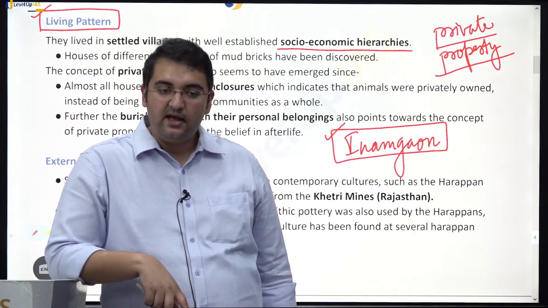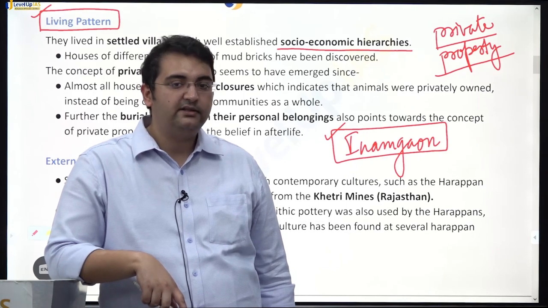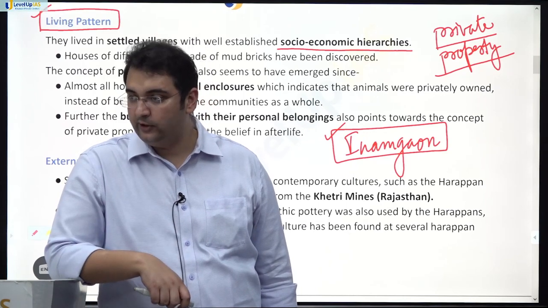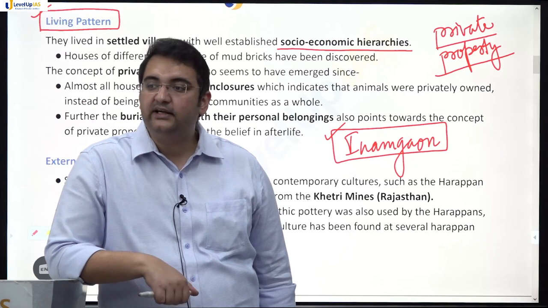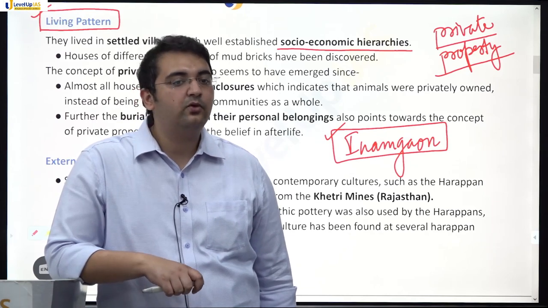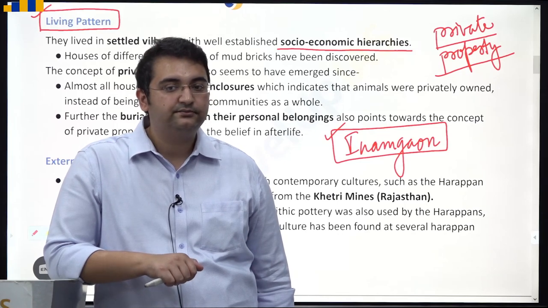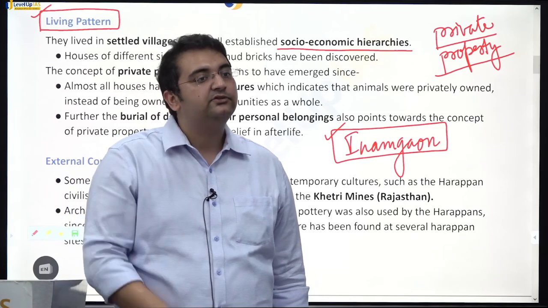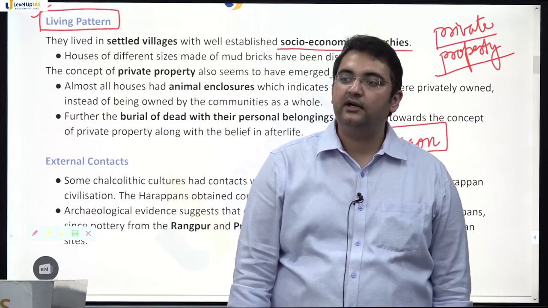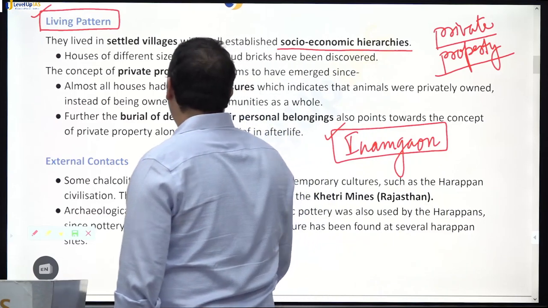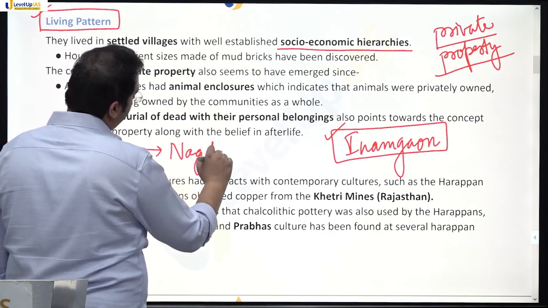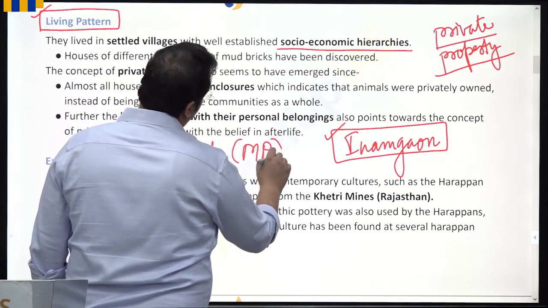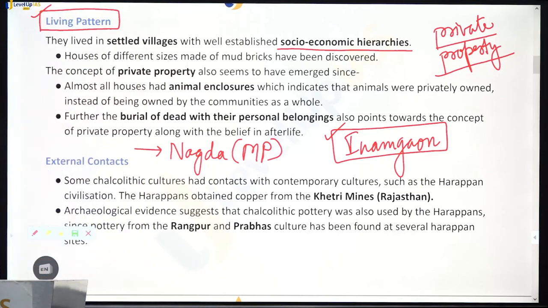It was increasing. And with the increasing concentration of wealth, the desire to protect that wealth is also going to increase. And how to do that? To build some protective structures. And kya hoga most visible protective structure? What do you think? A fortification wall. So some of the Chalcolithic settlements also started to have fortification walls. And over here, you can take down the name of a particular site, Nagda. This is in Madhya Pradesh. Theek hai?